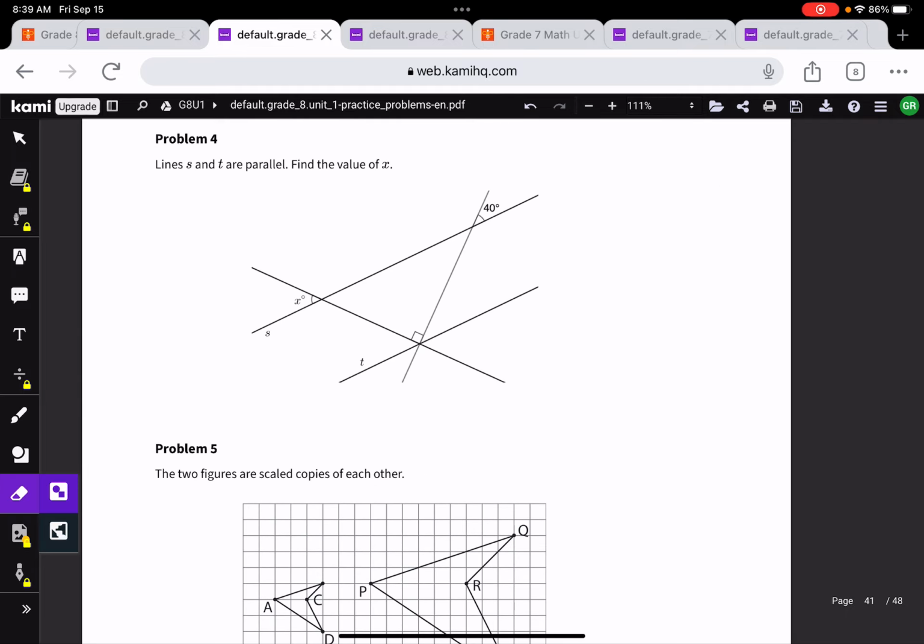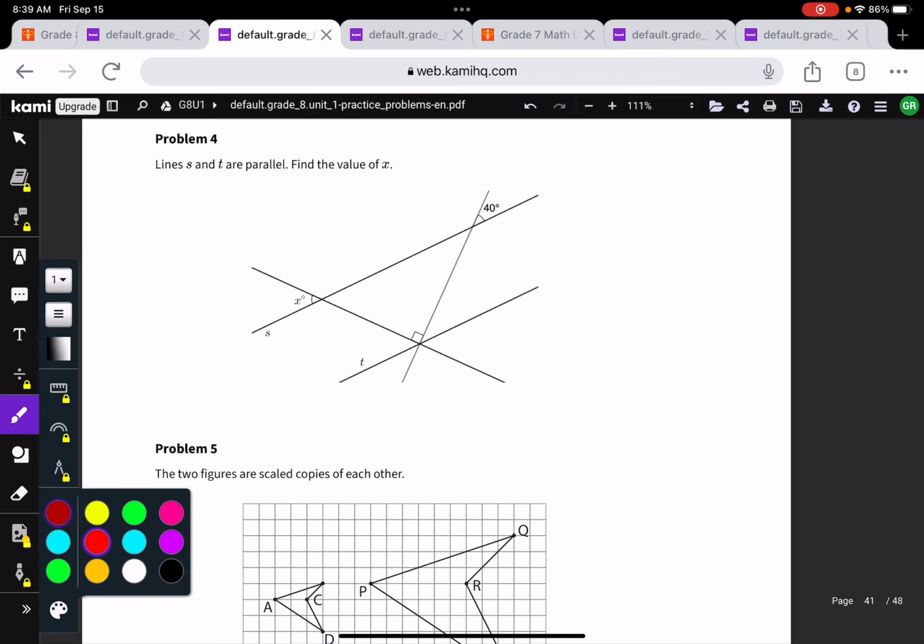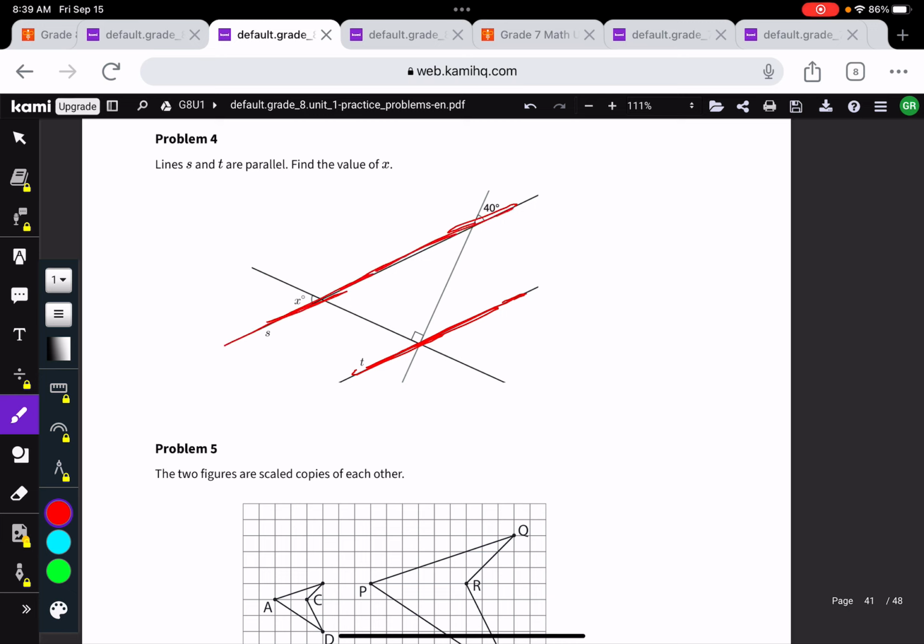Problem 4, lines S and T are parallel. Find the value of X. This line's going everywhere, and they're trying to confuse you with some other lines. But you need to make sure you can identify the 2 lines that are parallel. They're saying this one and that one. Those 2 are parallel. Find the value of X. What is going to be this angle here? That's the question.